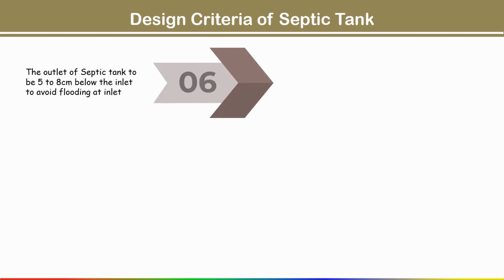Now here the next point is given: the outlet of the septic tank should be 5 to 8 centimeter below the inlet to avoid flooding at the inlet. Already I have discussed this. While designing and during the construction of the septic tank, we have to remember the outlet of the septic tank should be 5 to 8 centimeter below the inlet to avoid flooding at the inlet. Flooding means what? Overflow.